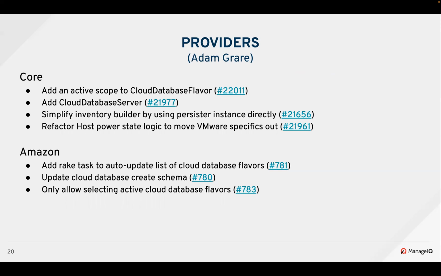For Amazon, we added a rake task that automatically updates the list of cloud database flavors. Similarly to the EC2 instance flavors, this is run by a scheduled GitHub actions to update this list once a week as it changes and automatically create a PR.